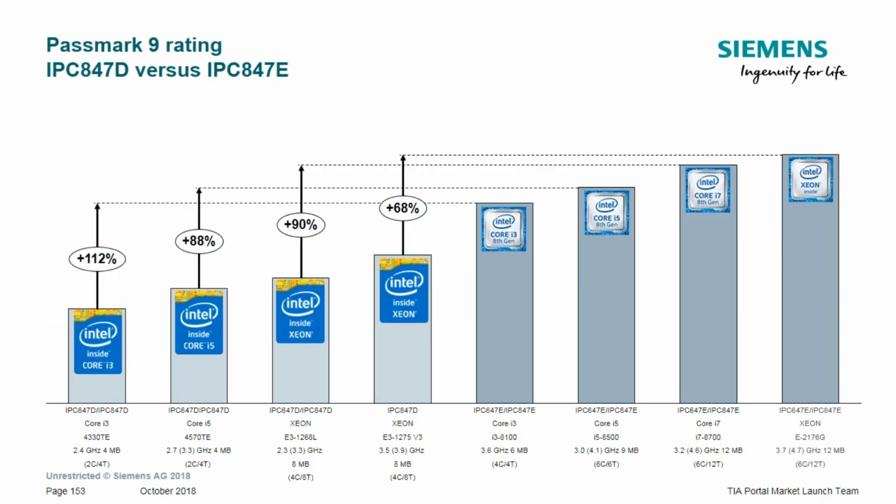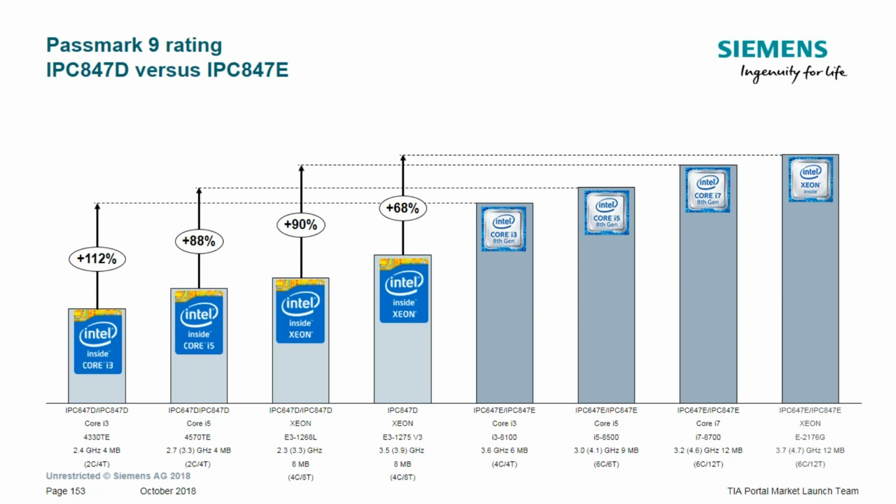That's very interesting because I compared the IPC847D, so the older version, to the new version regarding the processors. And you see here on the left side, those were the processors for the IPC847D, so the older ones from i3 up to Xeon. And the newer ones are now the 8th generation of the Core i processors, and what you can see here is performance already on the small one up to 112%. So those are very much better in performance than the old processors.